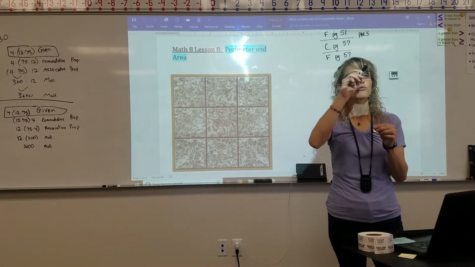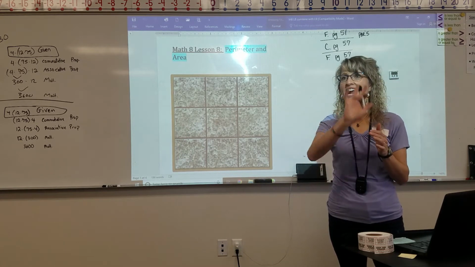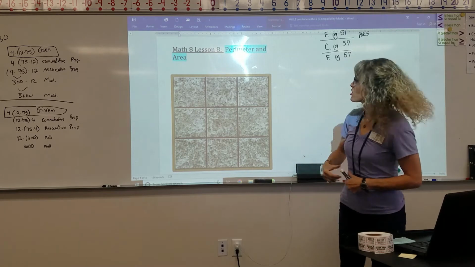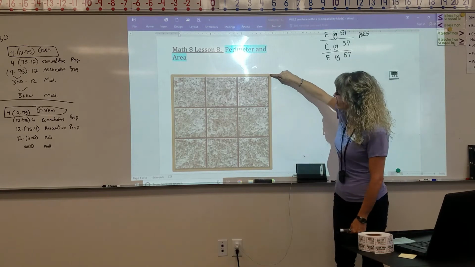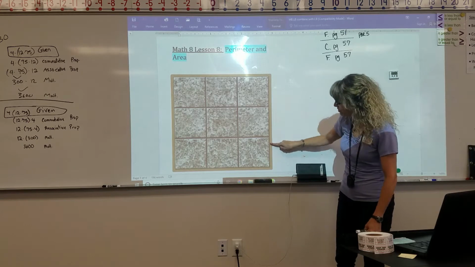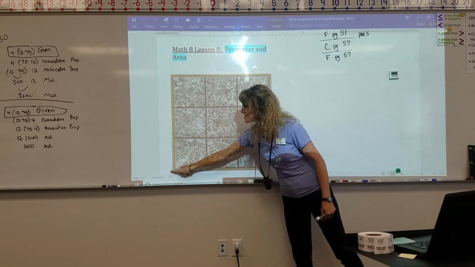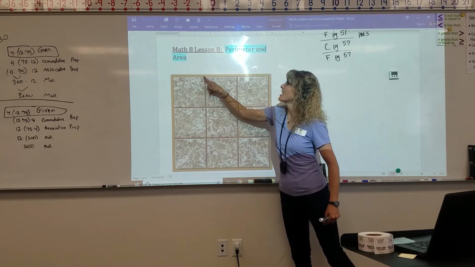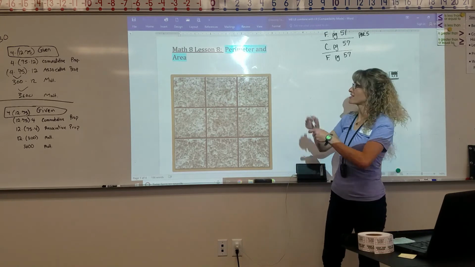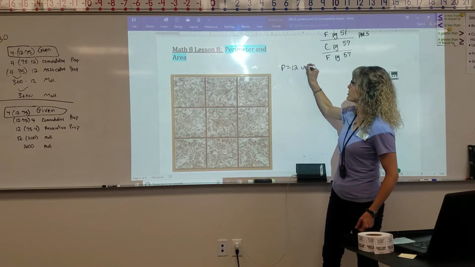Perimeter is the distance around the outside. Area is the area on the inside. So, perimeter here, if I started here, I'd count down 1 unit, 2, 3, 4, 5, 6, 7, 8, 9, 10, 11, 12 units. So, perimeter equals 12 units.